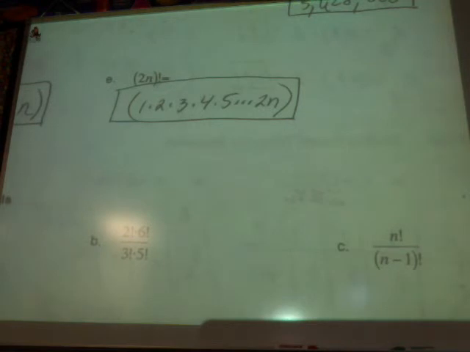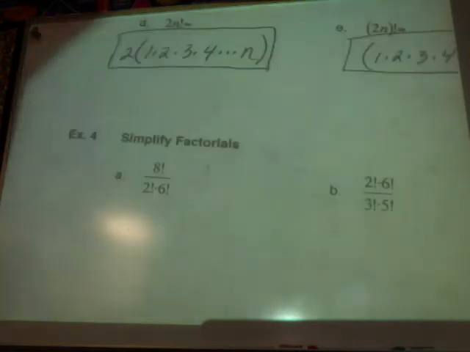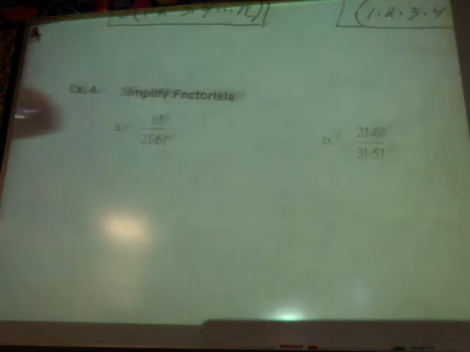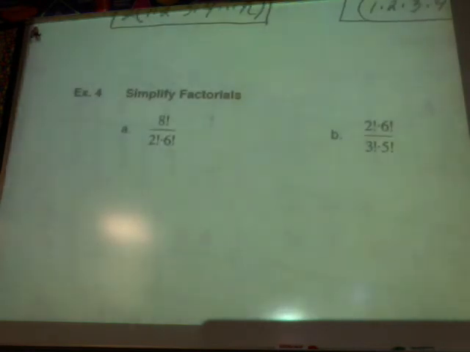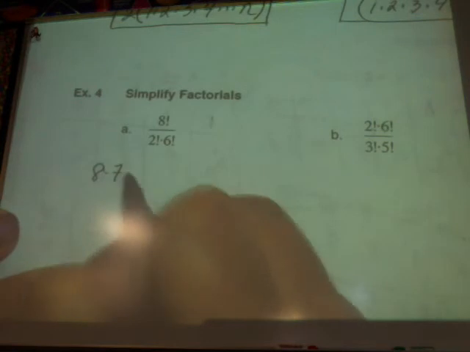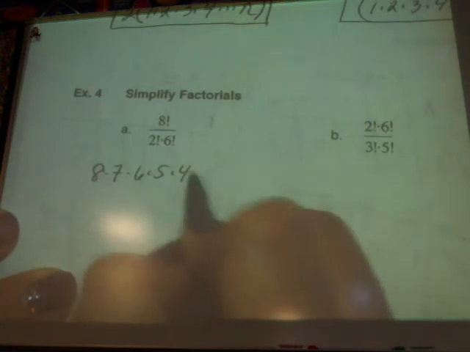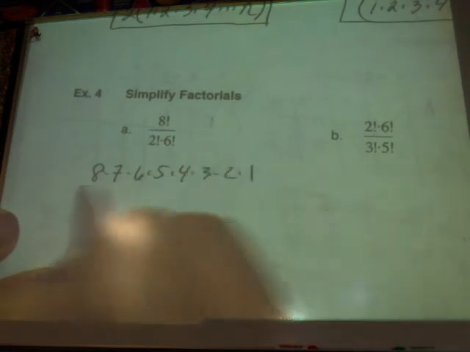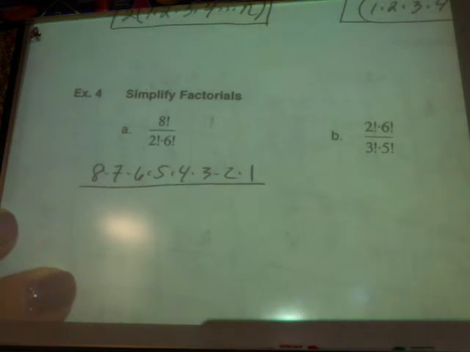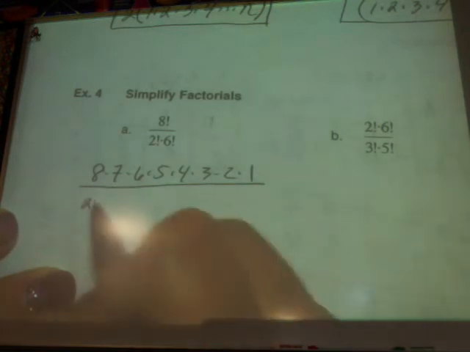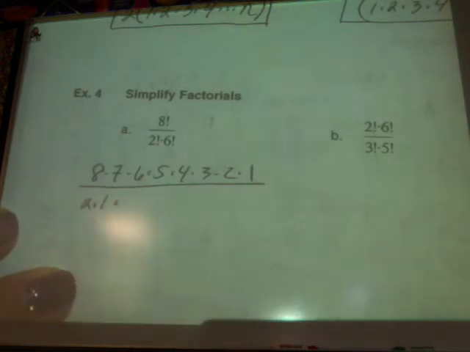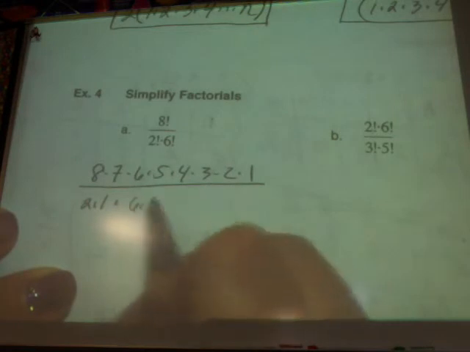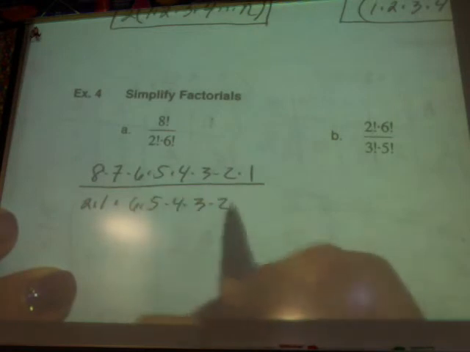So let's look at simplifying factorials, which are down below. So 8 factorial, and I'm going to give you a shortcut eventually, but not today. So 8 factorial will be 8, 7, 6, 5, 4, 3, 2, 1, over, divided by 2 factorial, 2 times 1, times 6 factorial, 6, 5, 4, 3, 2, 1.